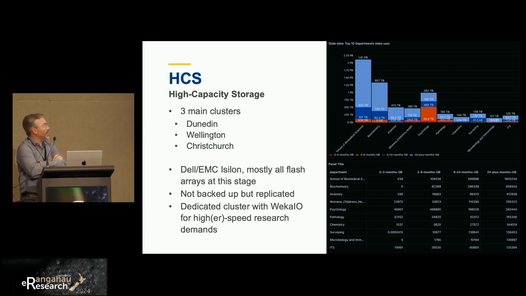And then we also have another dedicated cluster that has Weka.io on it that's getting stood up right now for some higher speed research demands. So the graphic that's over on the left-hand side there is representative of the storage, and this is a combined graphic from all of the clusters. But as you see down there on the bottom, you'll see the individual different schools within the university. But what I want you to pay attention to is not so much the exact numbers, but pay attention to the colors. Because that light blue represents 24-month-old data, so data that hasn't been accessed in over 24 months.